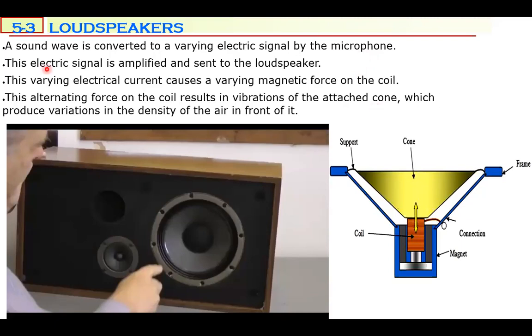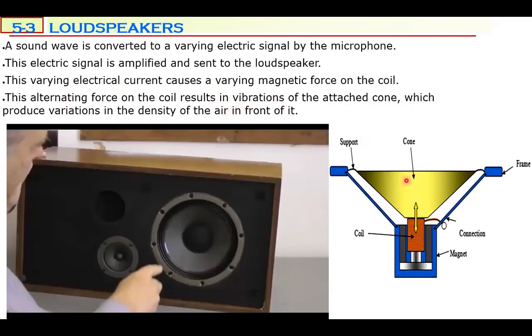The sound wave is converted to an electric signal by a microphone. After that, this electric signal is amplified, which means its power is increased, and sent to the loudspeaker. This varying electric current causes a varying magnetic force on the coil of the loudspeaker, and this alternating force on the coil causes vibration of the attached cone, which produces variation of the density of the air in front of it.